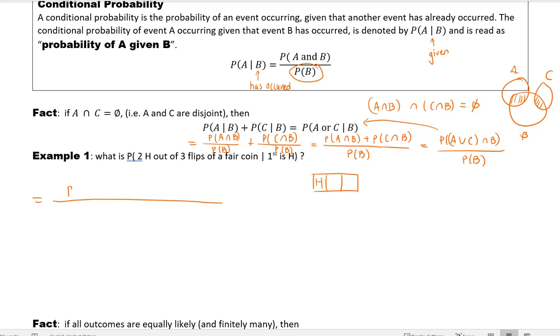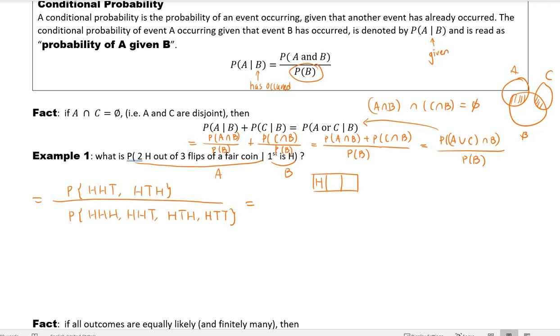Then we have head, head, tail, or head, tail, head, right? So this is 2 heads out of 3 flips. And how about P of B? So you can see this is like A, this is like B. The first one is head, and then the rest could be head, head; head, tail; tail, head; or tail, tail.